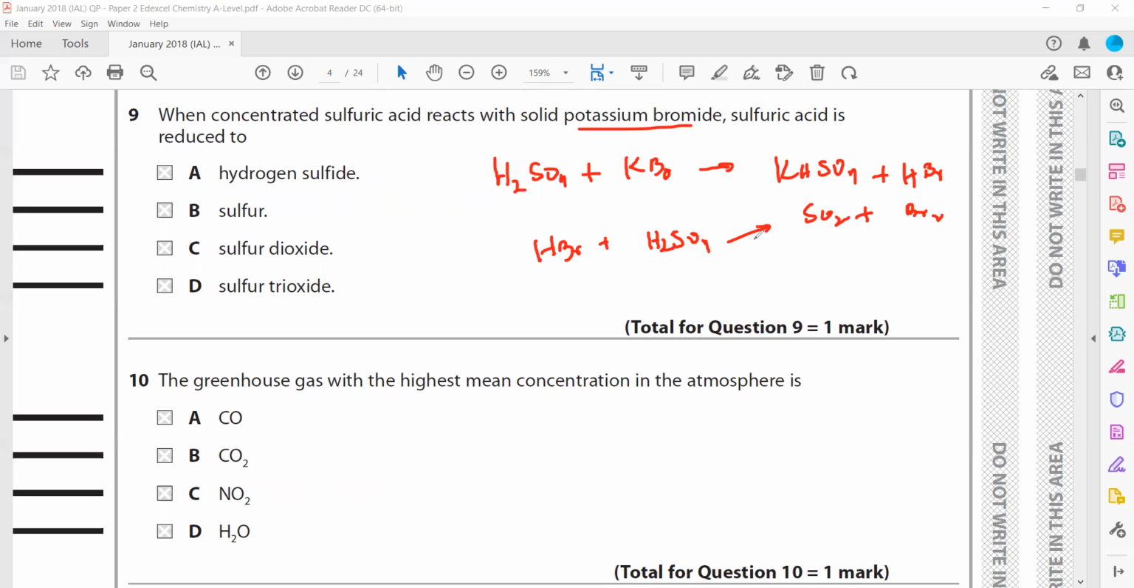So when we react with hydrogen chloride, there is no reduction. But with this, it produced sulfur dioxide, and if iodide was there, it produced hydrogen sulfide. So each oxygen is -2, so sulfur will be +4. So +6 changed to +4, so that is a reduction. So it is reduced to sulfur dioxide.